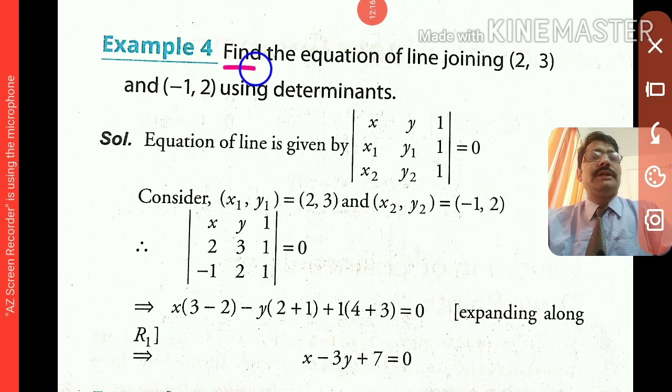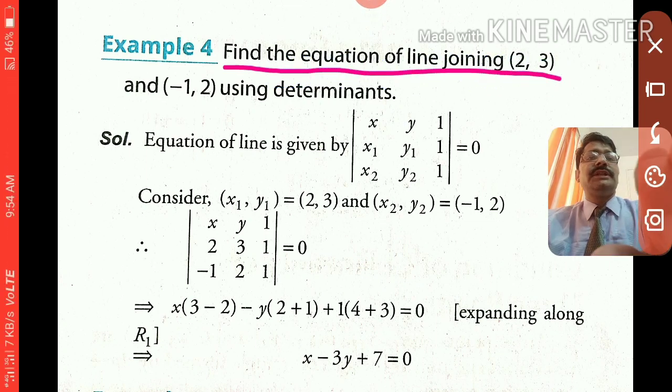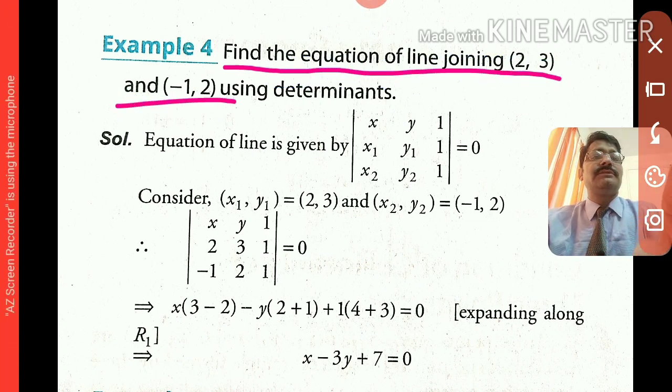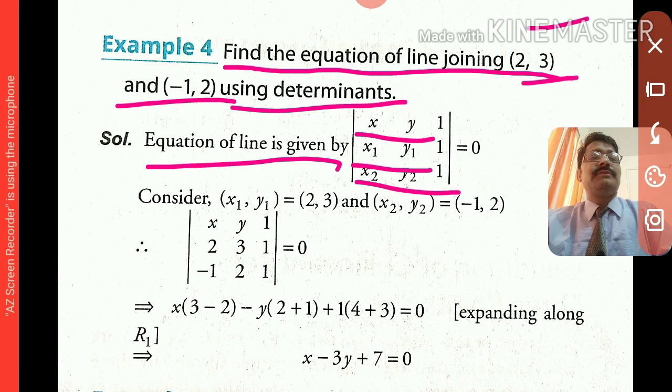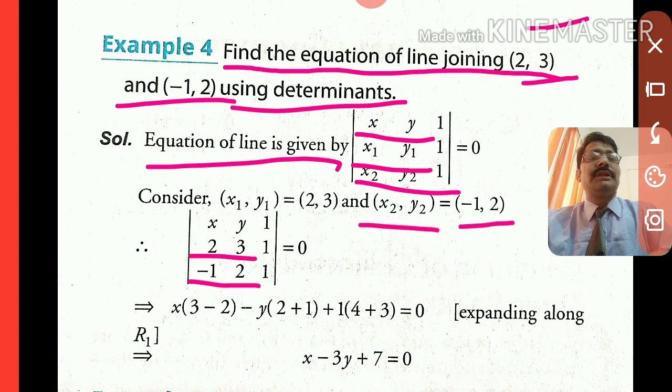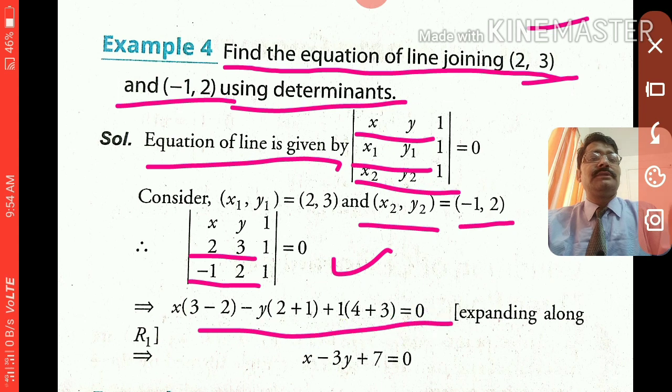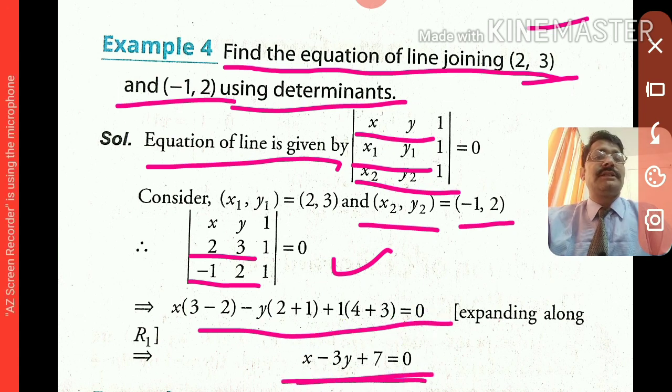Here we have to find the equation of the line joining 2, 3 and minus 1, 2 using the determinant. So the equation of the line is given by: the first point we take as the general point x y, the second point is x1 y1, and the third point is x2 y2. So for x1 y1 we put 2 and 3, and for x2 y2 we put minus 1 and 2. You will expand these and solve, and you will get the equation of the line, that is x minus 3y plus 7 equal to 0.